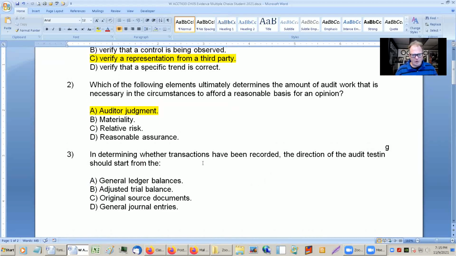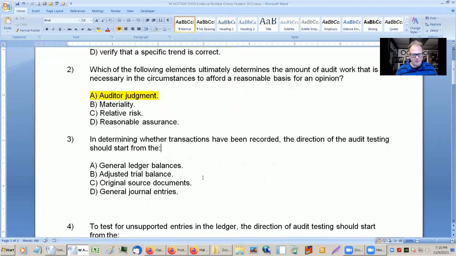During the testing of recorded transactions, the direction tests you go from. Yes, so you're wondering if they are complete. So you get the original source document. If you have a shipping document, you say, okay, there's something that shipped here. We've got to make sure that ends up as a sale. It's taken out of inventory and all that kind of stuff. So yes, the original source documents.